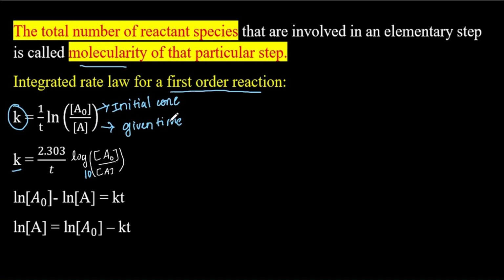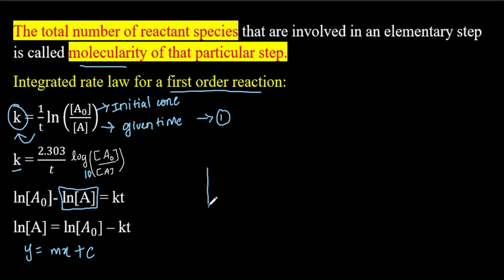So if you take this first equation and rearrange it by taking the t to the left hand side, then you will get ln A naught minus ln A is equal to kt. So you have to rearrange this equation for ln A. ln A is equal to ln A naught minus kt. This equation, as you can see, is in the form of the straight line equation y is equal to mx plus c.